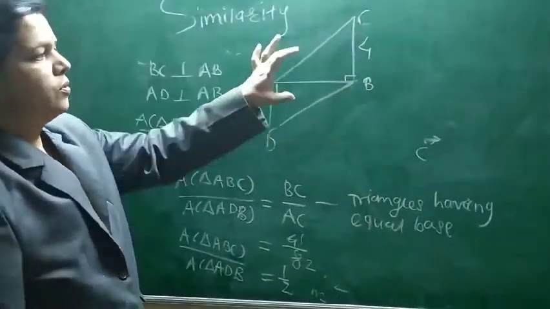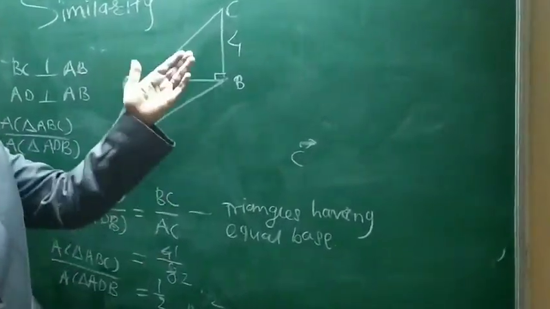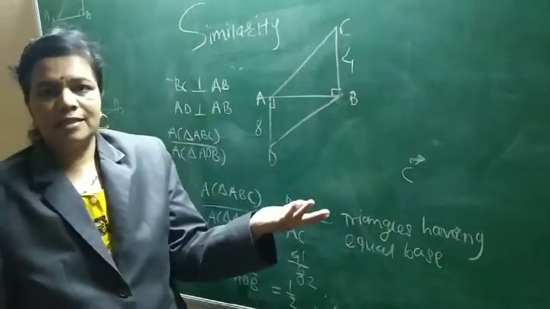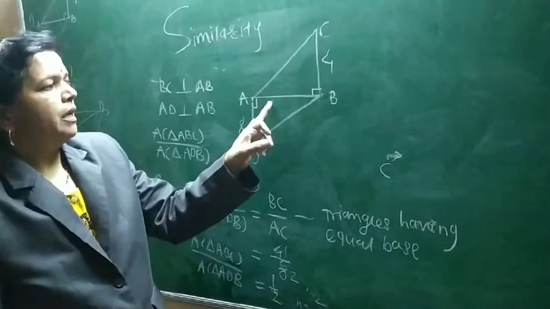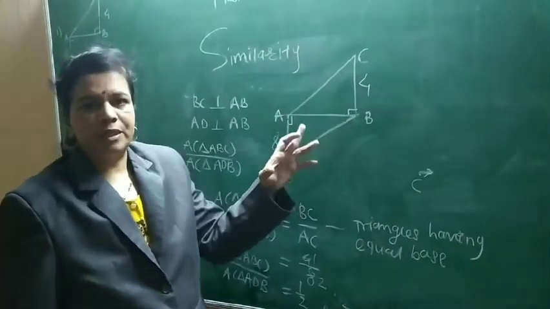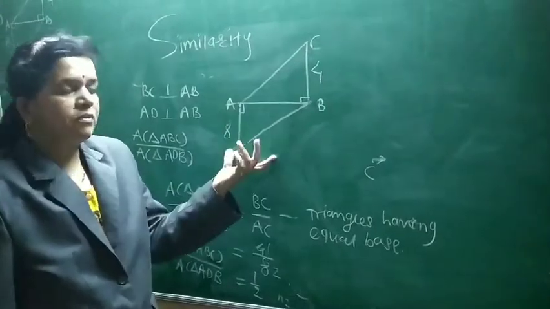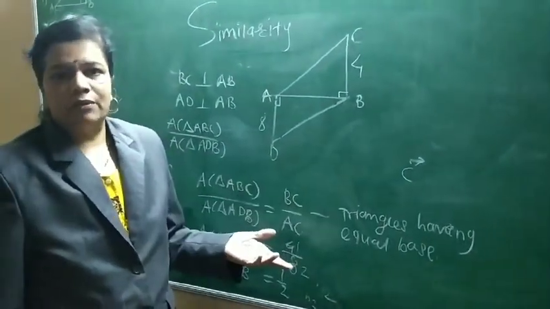Here we want to observe the given figure first. If bases are equal, we take the ratio of their heights. If heights are equal, what is the ratio of the areas? We will get the ratio of their bases. Base equal, ratio of heights. Heights equal, ratio of bases. Both equal, areas are equal.